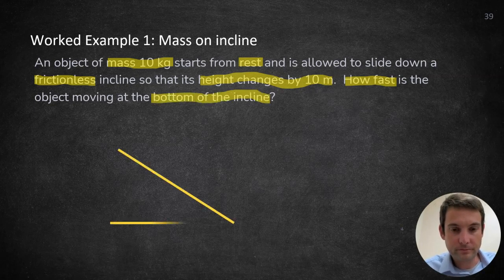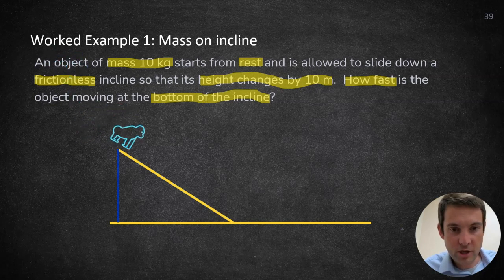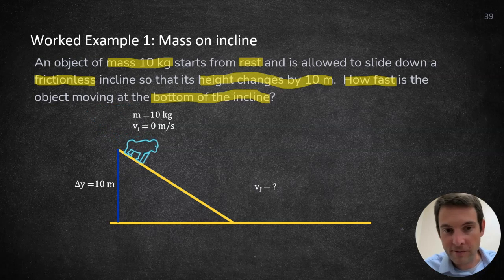So let's draw it. Here's our object. We'll go with a gorilla. And there's all of our information, and we're looking for final velocity. As it slides down, how fast is it going?